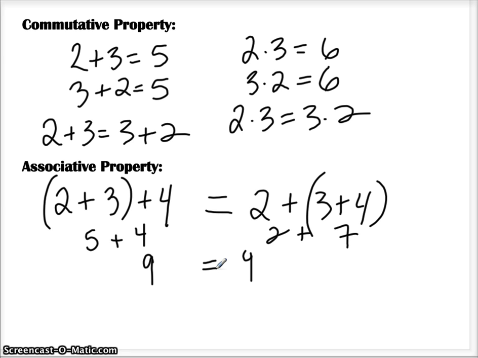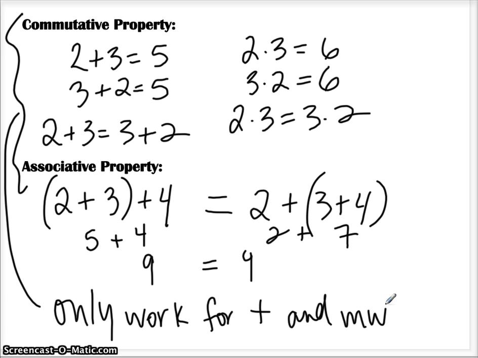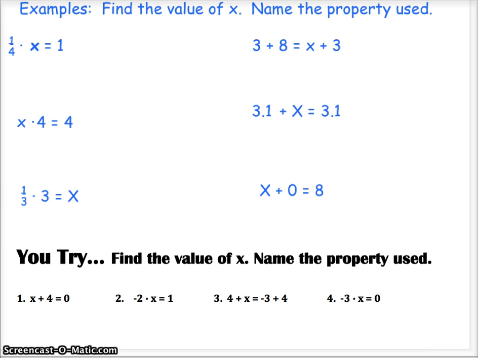Okay, so it's how you associate things in which order. Again, this also works with multiplication. So commutative and associative only work for addition and multiplication. Okay, they will not work for subtraction or division. Okay, that is it. Now, the next page, I'm going to look at a couple examples, and then you will have your you-try problems that we'll go over in class tomorrow.